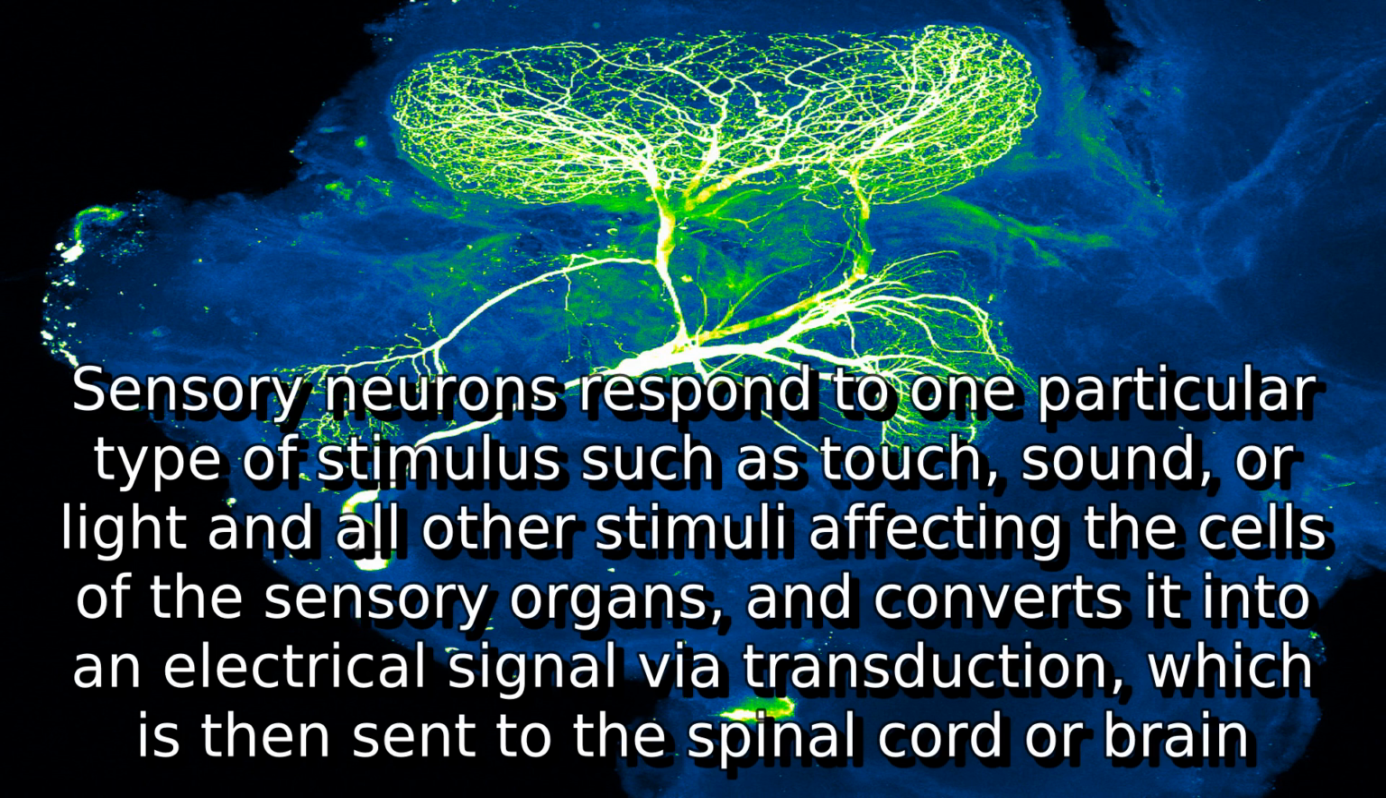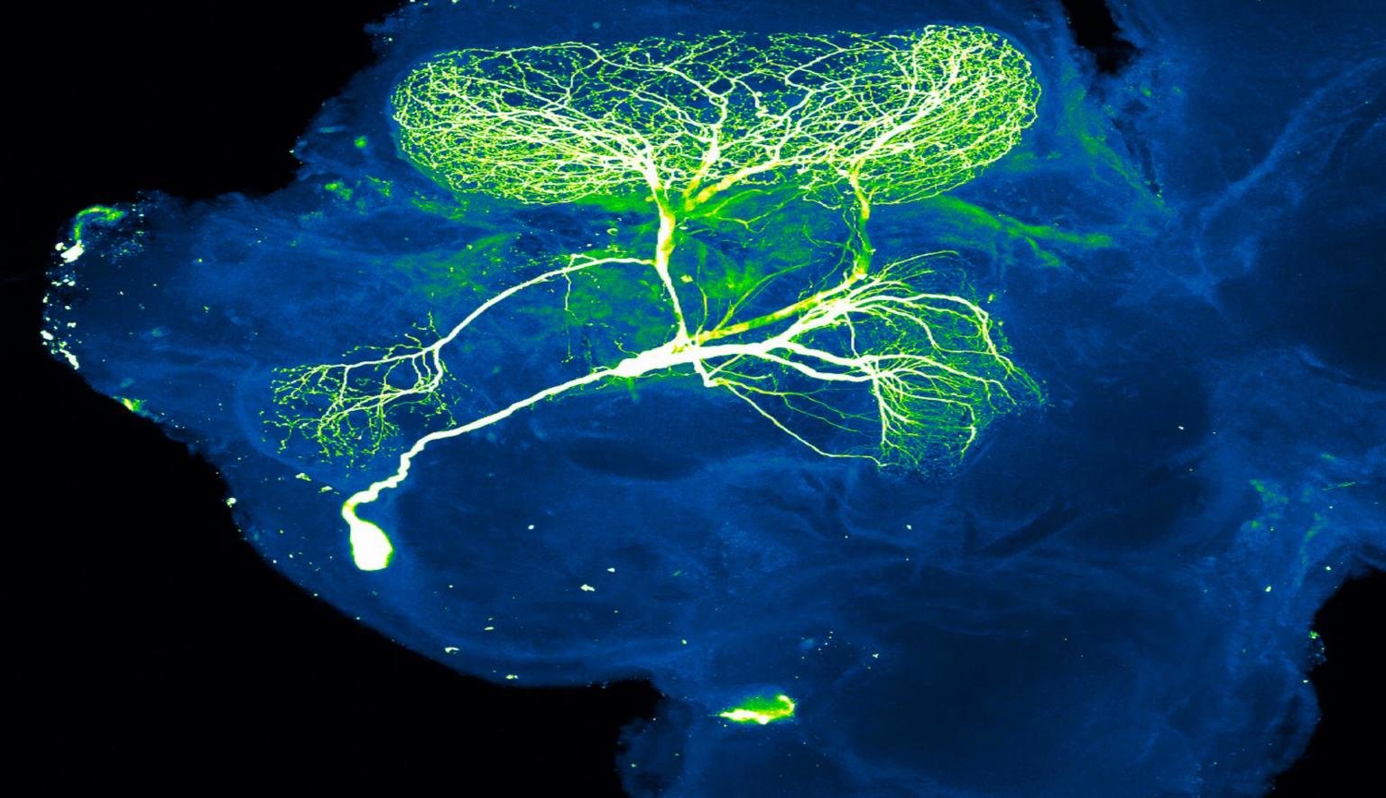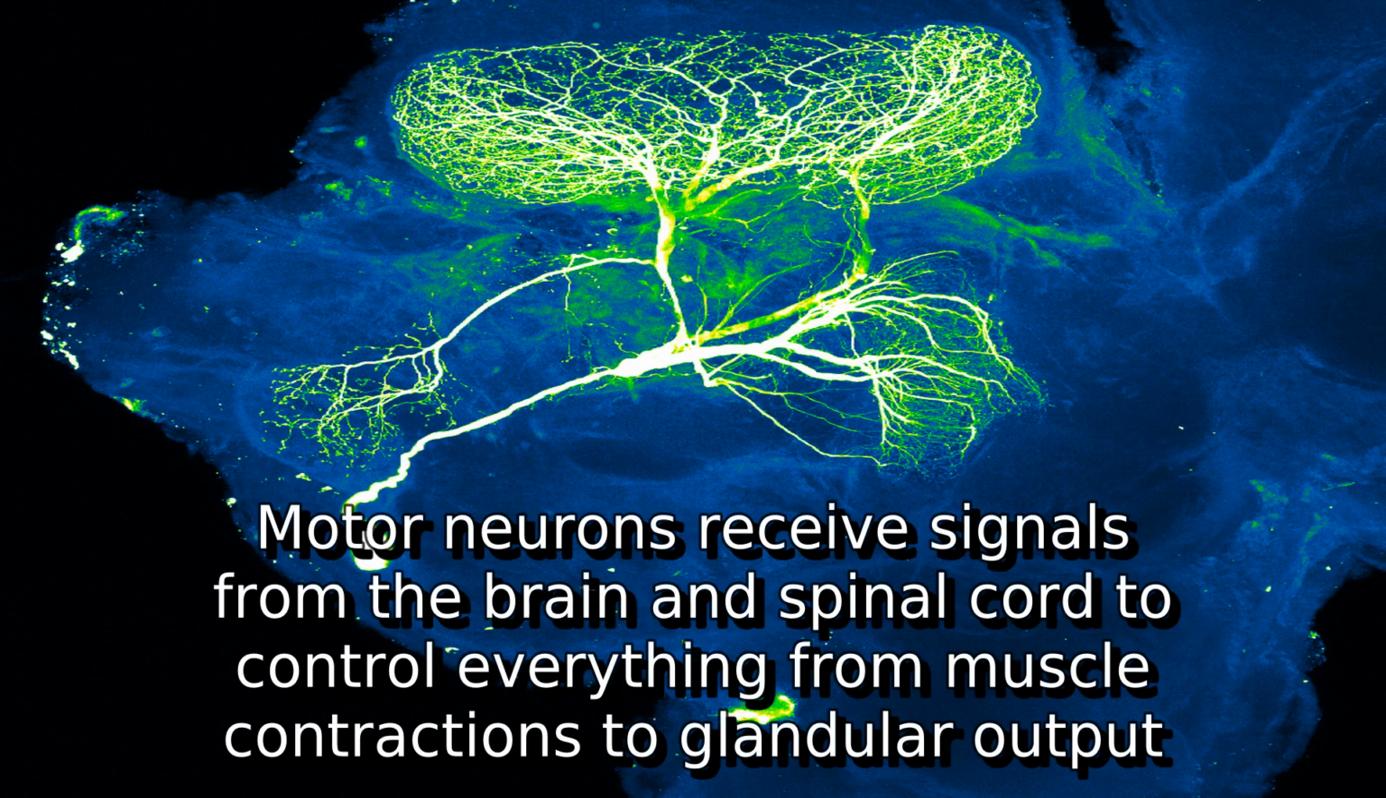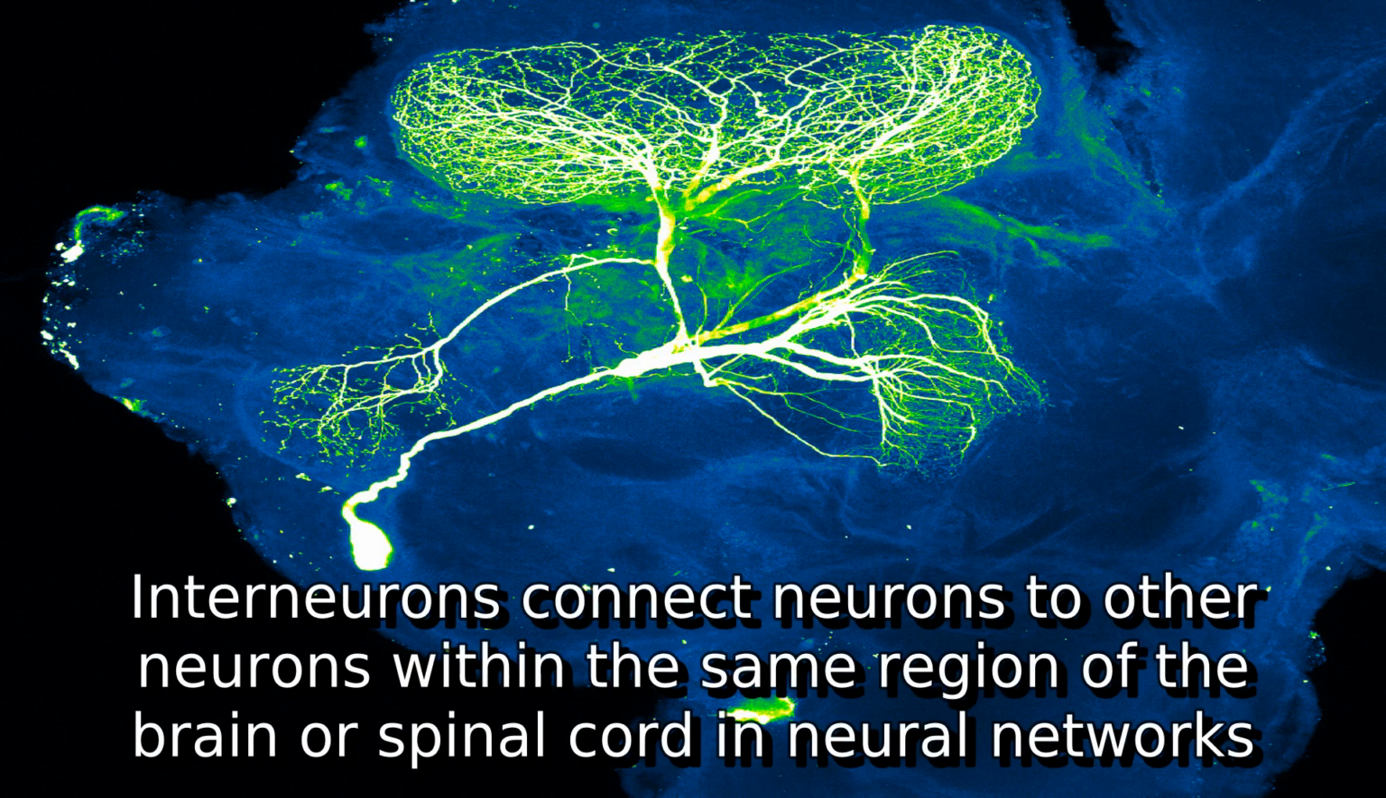Sensory neurons respond to one particular type of stimulus such as touch, sound, or light, and all other stimuli affecting the cells of the sensory organs, and convert it into an electrical signal via transduction, which is then sent to the spinal cord or brain. Motor neurons receive signals from the brain and spinal cord to control everything from muscle contractions to glandular output. Interneurons connect neurons to other neurons within the same region of the brain or spinal cord in neural networks.